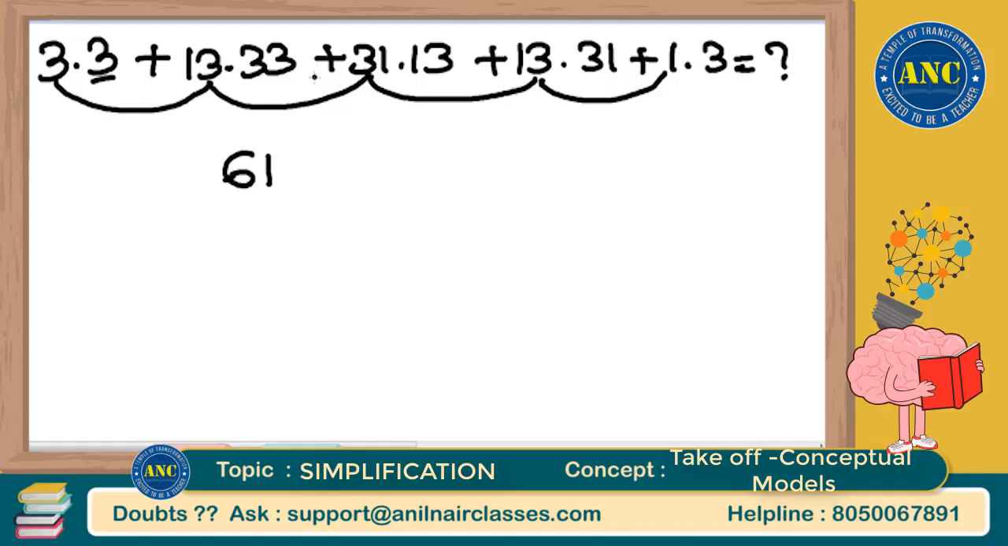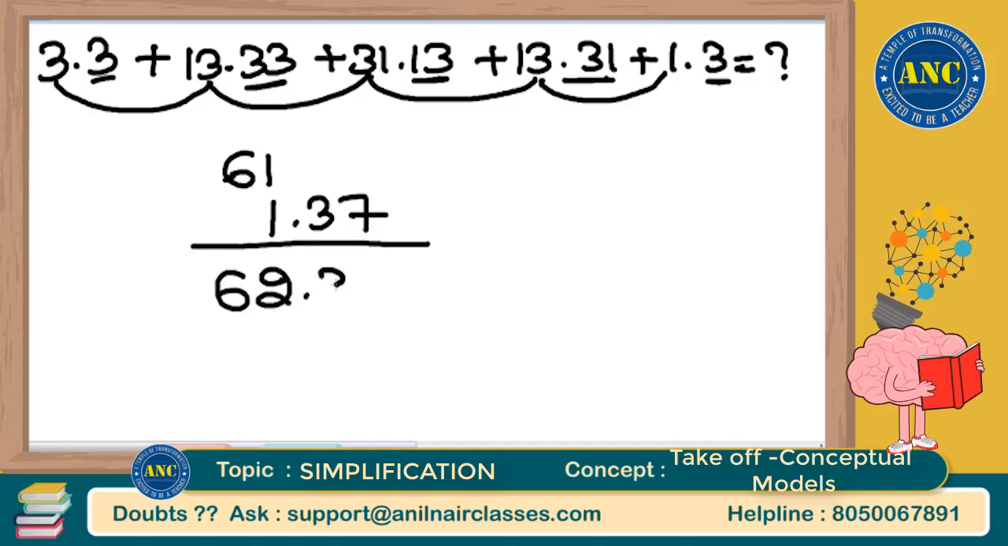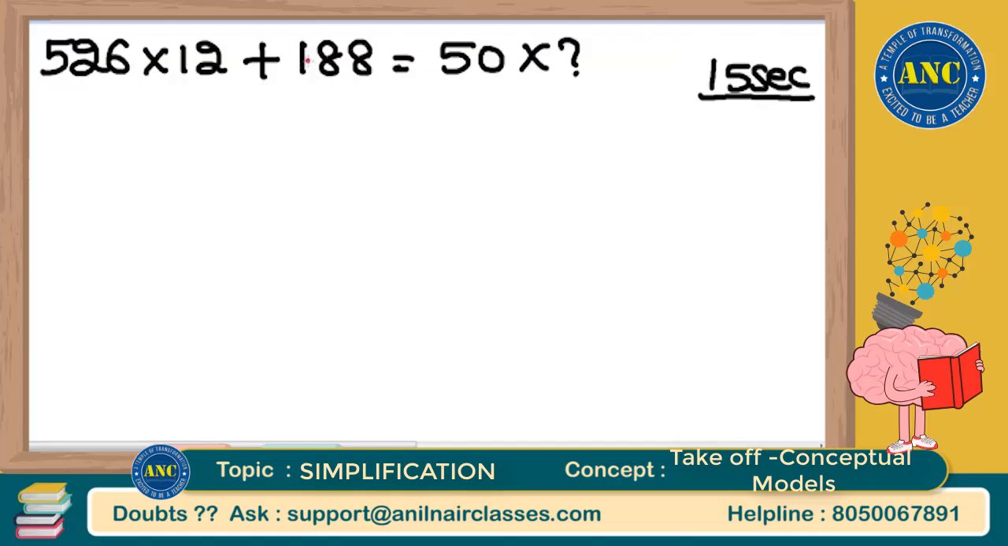0.3 plus 0.33. It is 0.63. 0.63 plus 0.13 is 0.76. 0.76 plus 0.31 is 1.07, plus 0.3 is 1.37. Answer is 62.37. 188 is what I have.